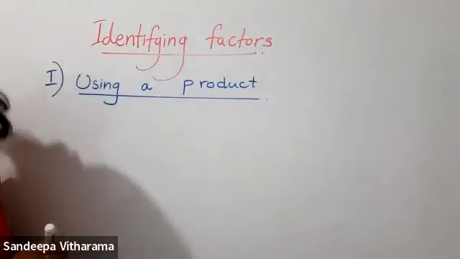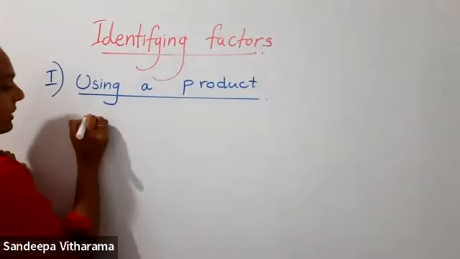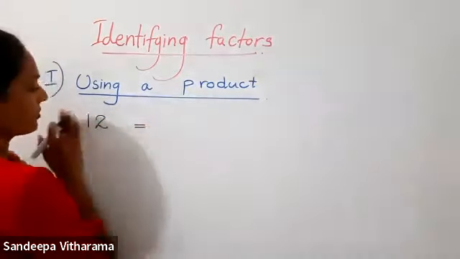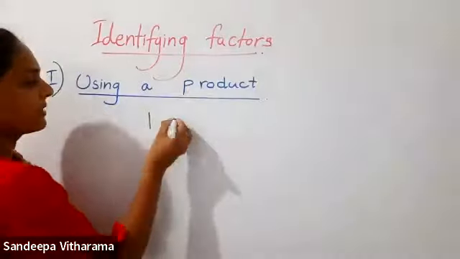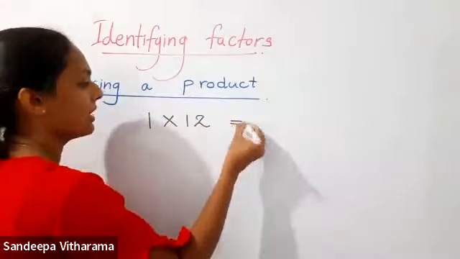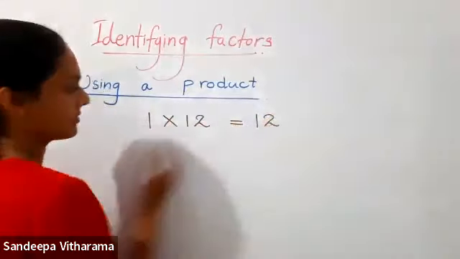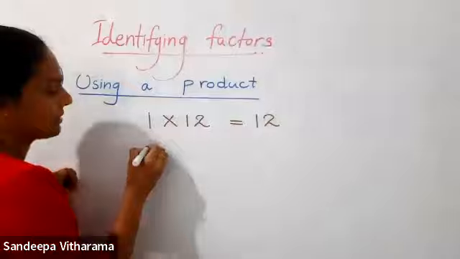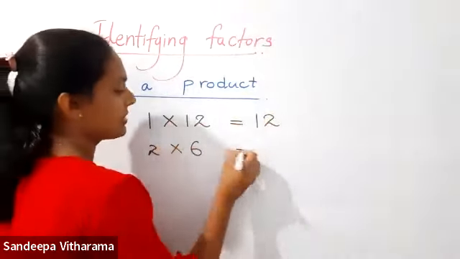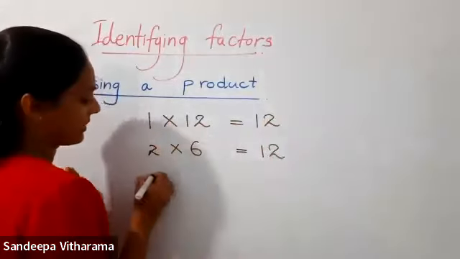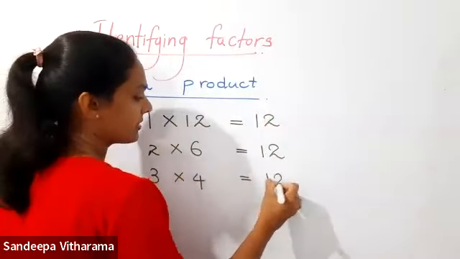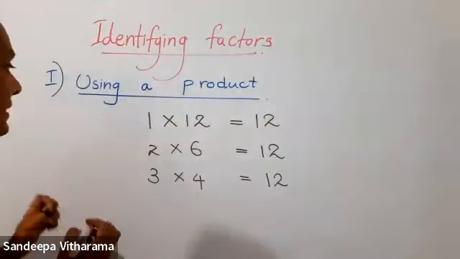Look at 12. 12 can be obtained by multiplying, in this way, 1 into 12, the answer is 12. Okay. Then another way to obtain 12, 2 into 6, it is 12. 3 into 4, we can obtain 12. Is there any other method to obtain the 12?